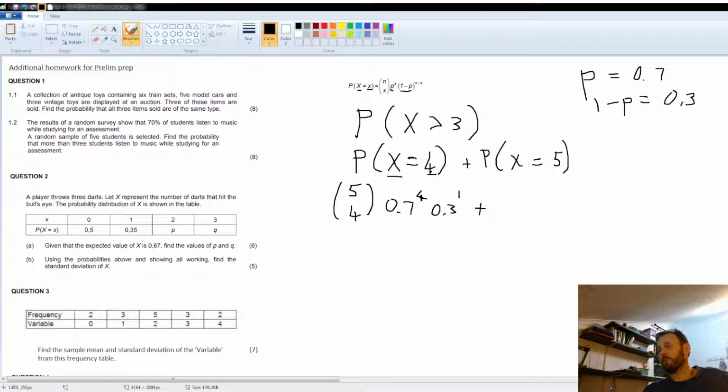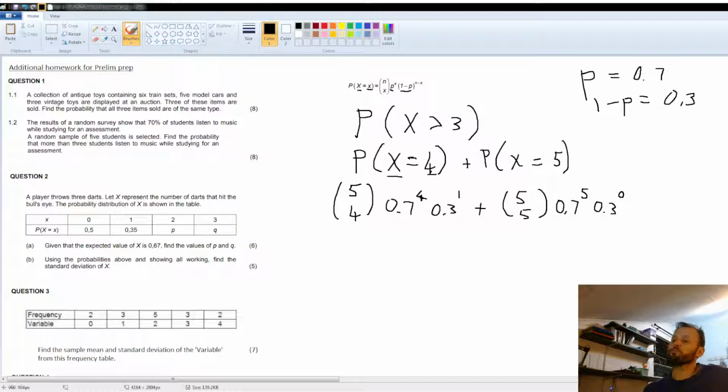Plus this one here, same story, just fill in the gaps. 5 is the total. Clearly, little x is also 5. 0.7, how many do you want to listen to music? You want 5 to listen to music, so the 70% chance of listening to music is put to the power of 5. And how many do you want to not listen to music? 0.3. You may as well do this step. You want none, so that's the power of 0.